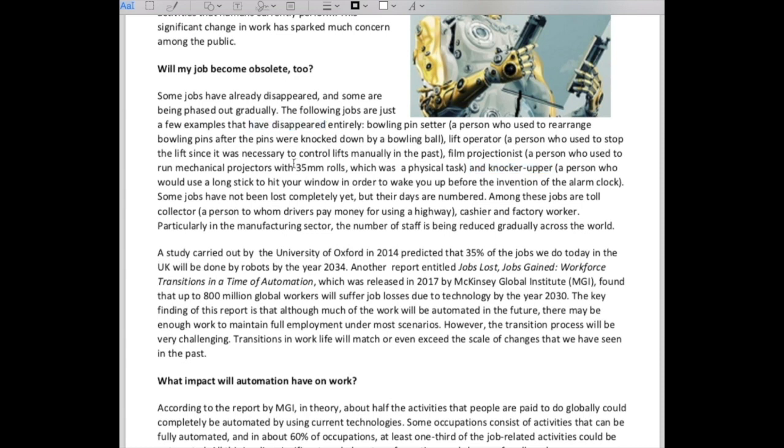Now let's look at the next part of the text. Some jobs have not been lost completely yet. Now here we are. This is present perfect and it says have not been lost, which means they still exist. And then it says, but their days are numbered, which means they will disappear in the future. So among these jobs are toll collector, that's one job, cashier, that's another job, and factory worker. So we have three jobs. So let's take two of these jobs, we only need two, and complete the sentence.